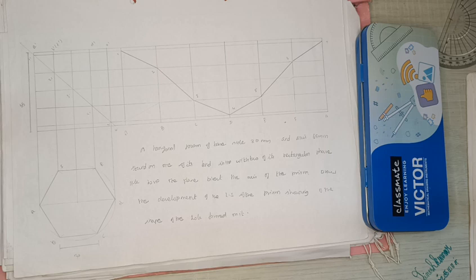To draw the development of the surface of the hexagonal prism, the given problem is a hexagonal prism with base side value 30 mm and axis 65 mm, standing on one end on the HP. To draw the rectangular base, initially we draw the hexagonal prism, the side value is 30 mm.